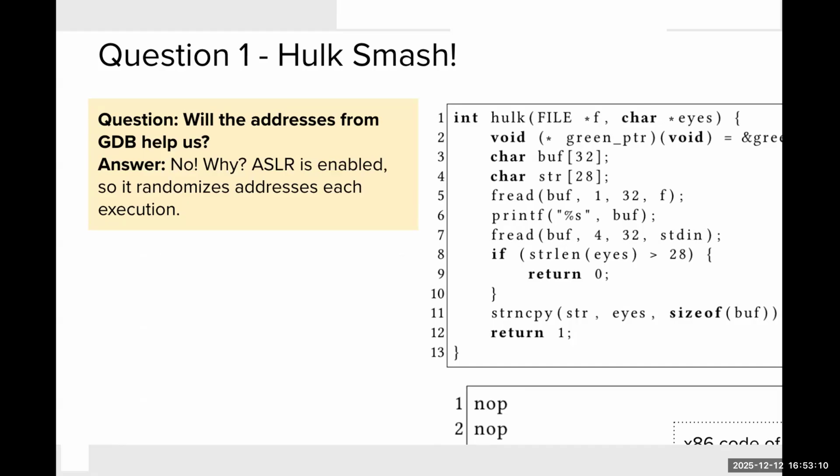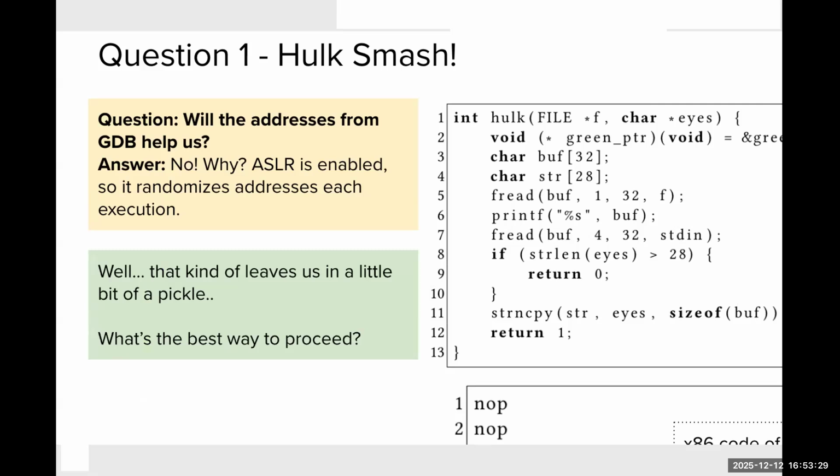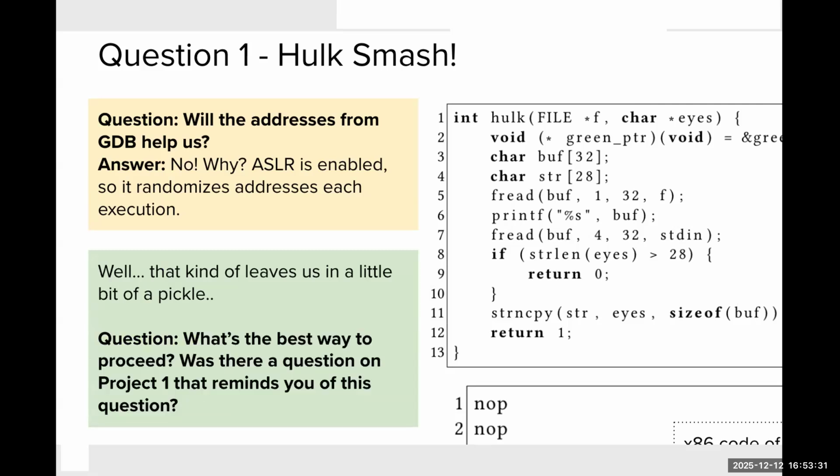Which question? That's my question for you guys. Which flag on project one is this most similar to? 7. Yes, exactly. 7, because ASLR is enabled, and that's the only flag in project one that's enabled. So the ret to ret flag on the project is very similar to this.